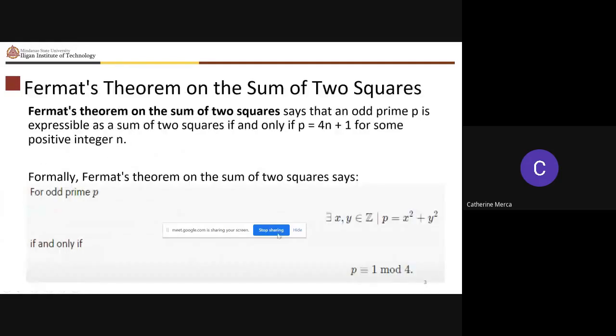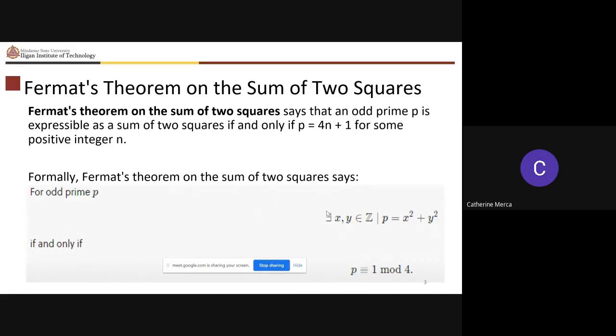Take a look at Fermat's theorem on the sum of 2 squares. Fermat's theorem on the sum of 2 squares says that if you have an odd prime, it should be an odd prime, expressible as p equals 4n plus 1 for some positive integer n, then you can actually have a sum of 2 squares. So as long as p can be expressed as 4n plus 1, then you can also express it as a sum of 2 squares.